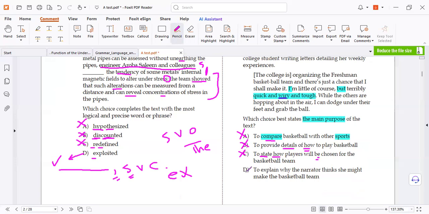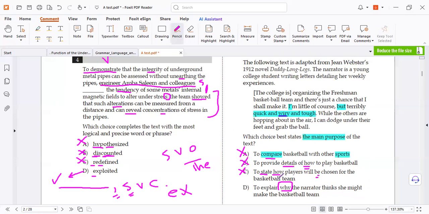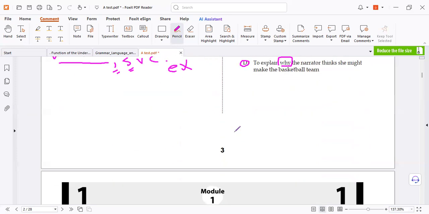To explain why the narrator thinks she might make it. What is the reason there? She gave the traits. Dodge under their feet and grab the ball. Quick, wiry, and tough. If they can hop, I can dodge. If they can hit, I can kill. Like that. So this means here she gives us reasons. So we give you three answers. This kind of question is easy. Why? Direct. Simple words. Low score. So when you find an easy question, you should be sad, because if you answered correctly, it's a low score. Let's focus on the question of vocab.